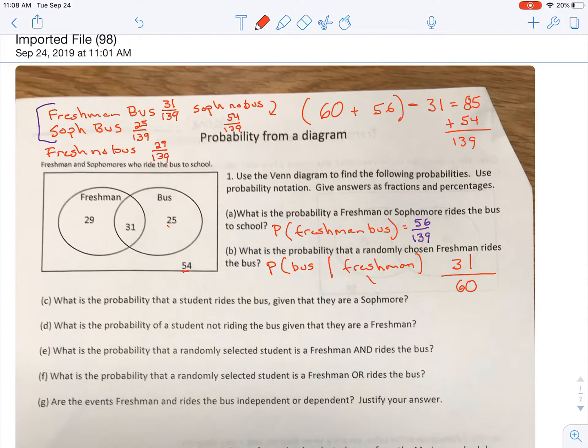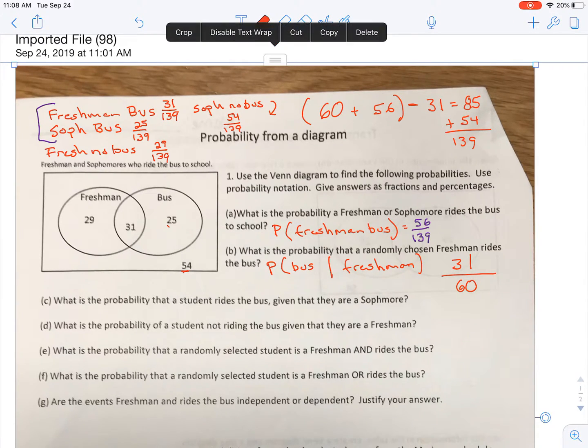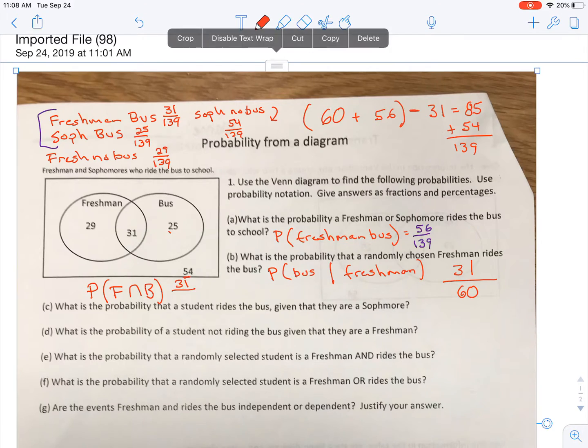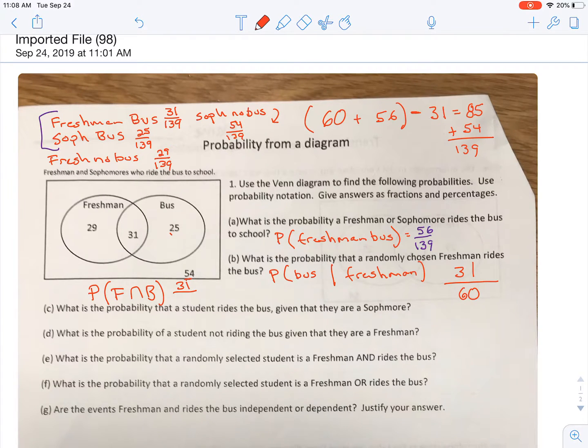Wait, let me just make sure. What is the probability that a randomly chosen freshman rides the bus? Okay. This isn't a very good question because you could also think of this as the probability, and I'll clear this up if it's like this on the test. This could also be the probability of freshmen and bus, which would be 31 out of the total, which was 139. So I'd accept either answer.